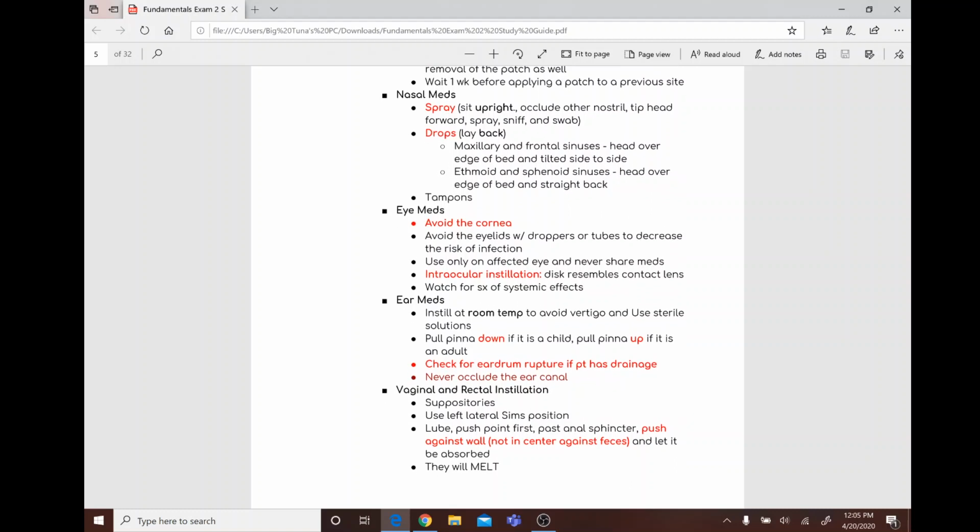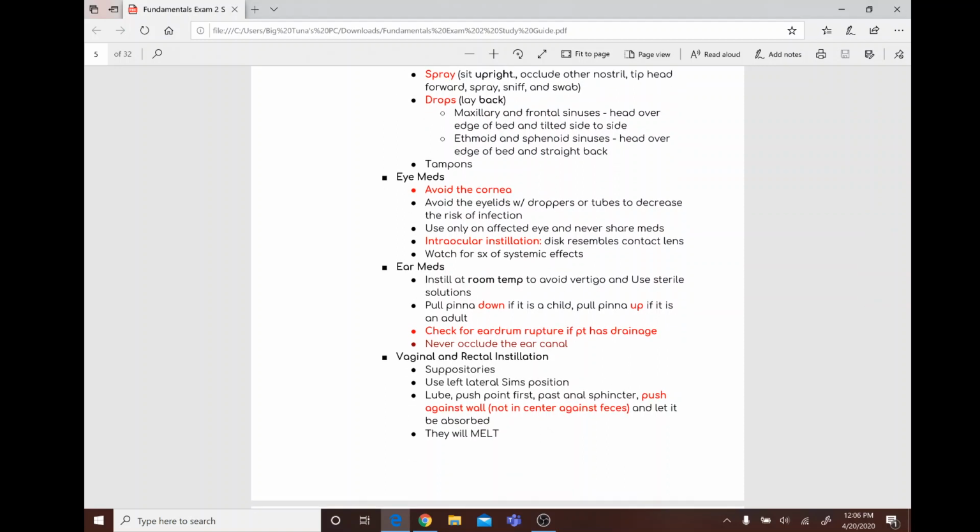Alright, what 2 things are we going to avoid when doing eye meds? Cornea, and then eyelids as well, with droppers or tubes to decrease risk of infection. Safety-wise, what are we going to do with eye meds? Use only on affected eye and never share meds.